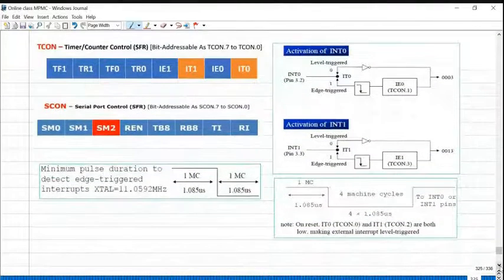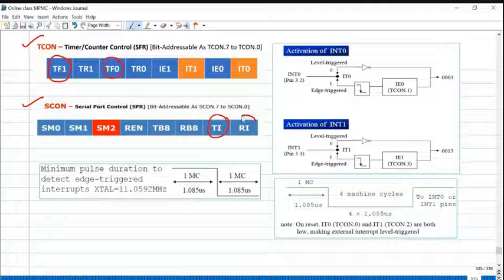So we studied already the TCON register, the timer counter control register. Do you remember that? And one more register we studied, the serial port control register, because there the interrupt flag is available. We studied 3 internal interrupts and 2 external interrupts. So what are those 3 internal interrupts? Timer 0 overflow flag, timer 1 overflow flag bit, right? Transmit interrupt, receive interrupt.